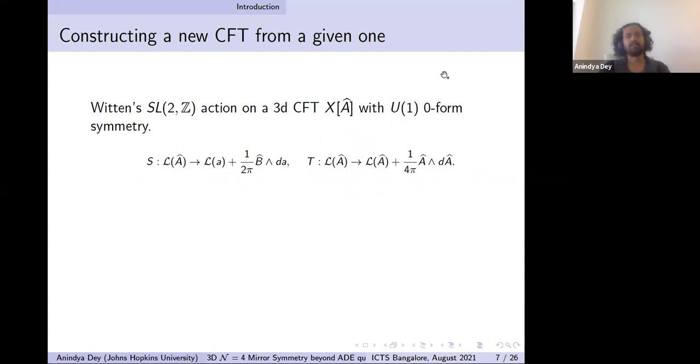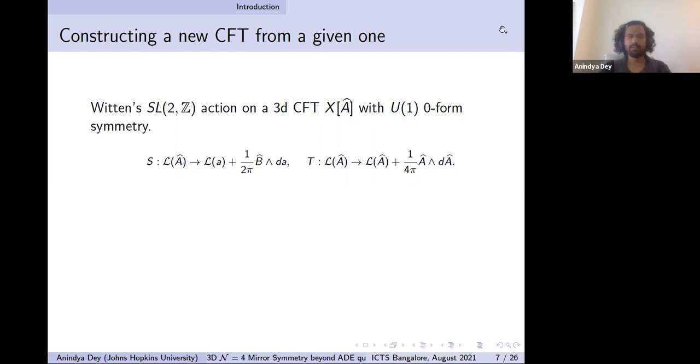Now, this A hat is the corresponding background gauge field for this U1 symmetry. Such a theory has an SL2Z action, of which the S operation acts by promoting this background gauge field to a dynamical gauge field. As part of the gauging procedure, it introduces a term which couples to the topological symmetry. If you gauge a U1 background symmetry, the corresponding U1 gauge symmetry has a U1 topological symmetry, and this term is what realizes that in the action. So that's the S operation, gauging of a U1.